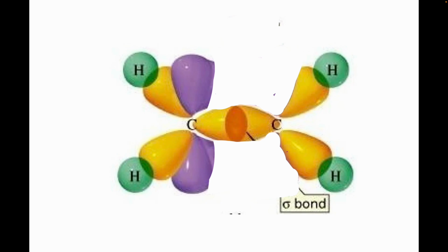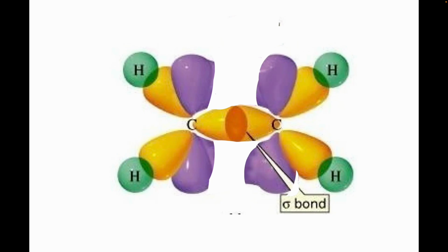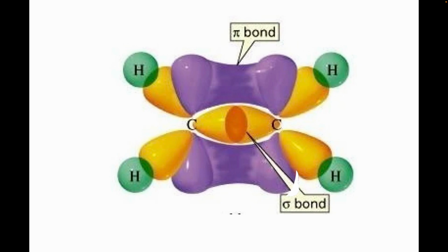All right, and this little peanut-shaped orbital here that we have in purple, my neighboring carbon also has that same little peanut-shaped orbital, and these two overlap to form what we call our pi bond.